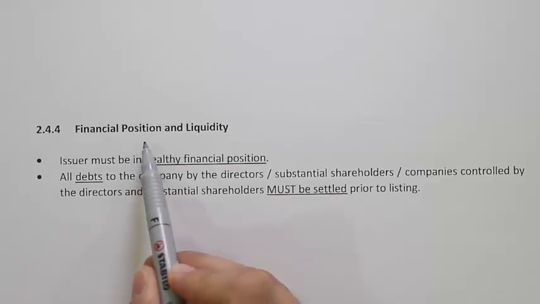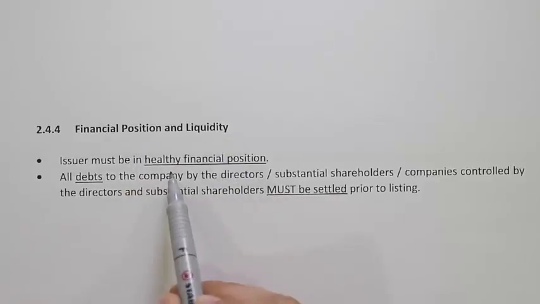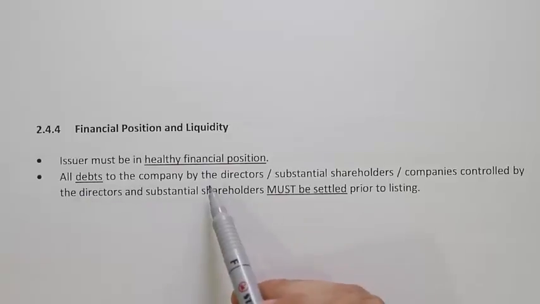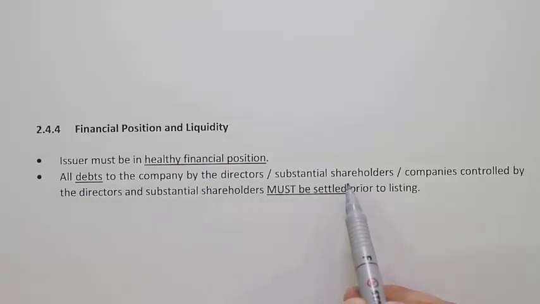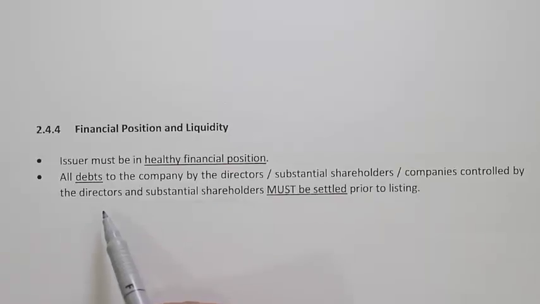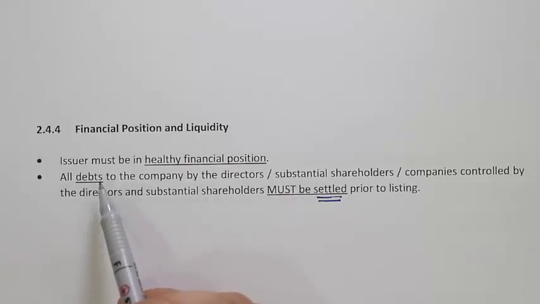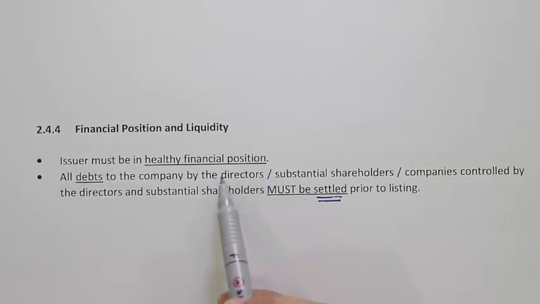The financial position and liquidity of the company must be healthy. All debts to the company by the directors, substantial shareholders, and companies that are controlled by the directors or substantial shareholders must be settled prior to listing. When it says debts, these are debts that are owed by the directors to the company.